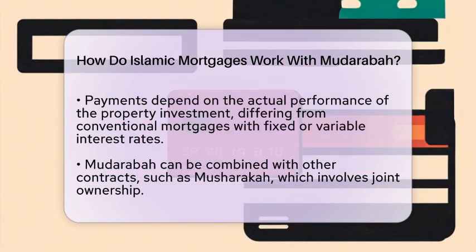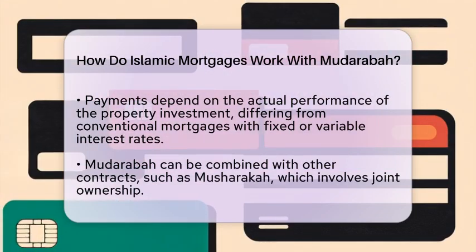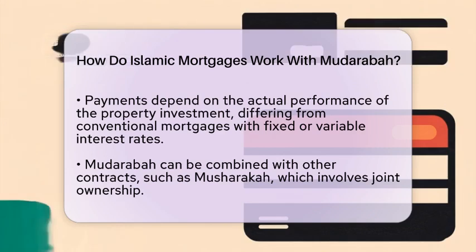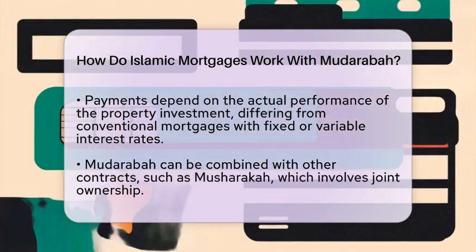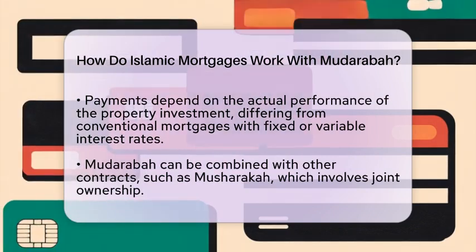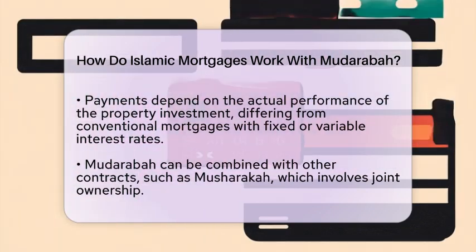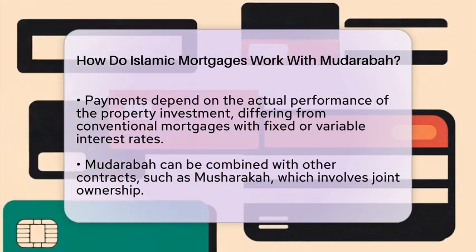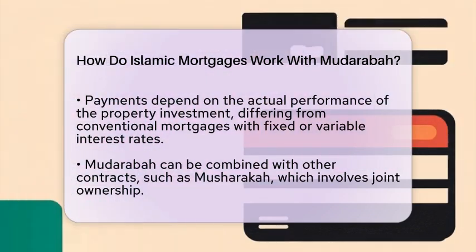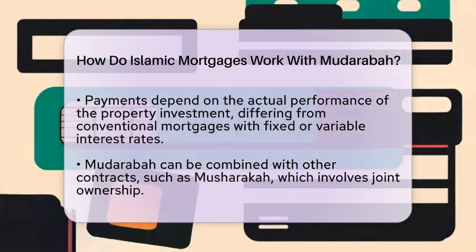In some cases, Mudarabah can be combined with other Islamic finance contracts, like Musharakah, which means joint ownership. For instance, the bank and the buyer might co-own the property. The buyer gradually buys out the bank's share while paying rent for the portion still owned by the bank. This method ensures that payments reflect actual ownership and usage, steering clear of interest-based lending.